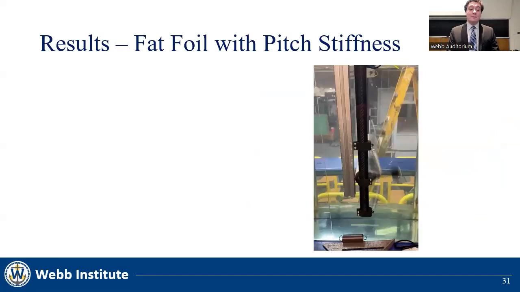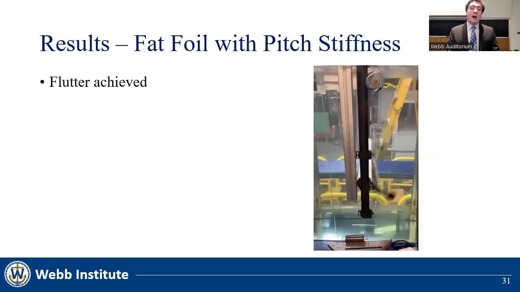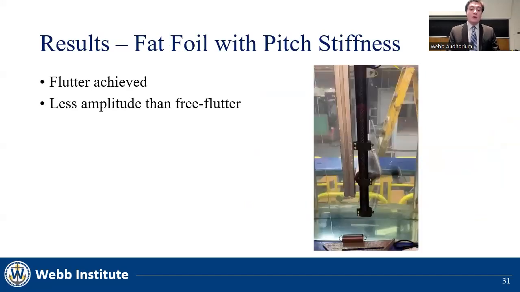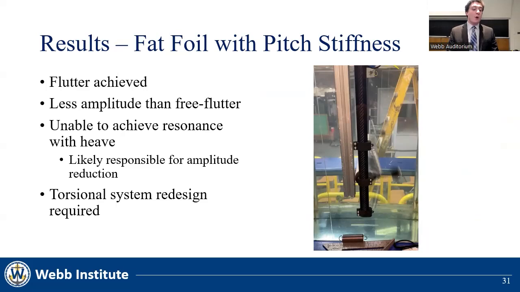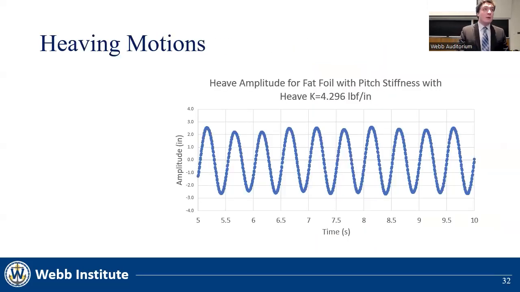For the fat foil with added pitch stiffness, we again achieved flutter, and the motions can be seen here. We did see less amplitude than the free fluttering foil. However, we were unable to achieve direct resonance with the heave and the pitch stiffness. This is likely responsible for the amplitude reduction. The torsional system does require some redesign, as we were unable to get our speeds and our torsional stiffness to exactly match the resonance. In fact, when we got close, we had over-stiffened the torsional system, which actually negated all of our motion.